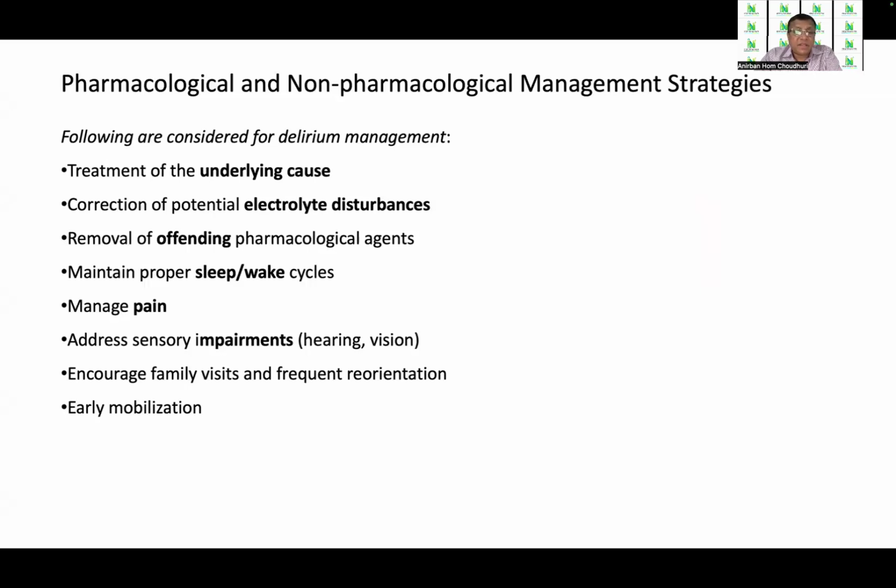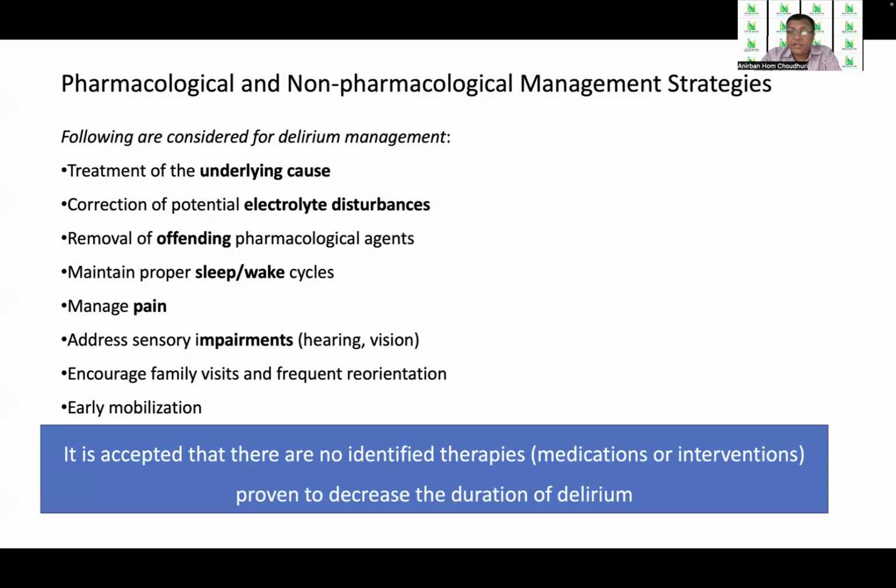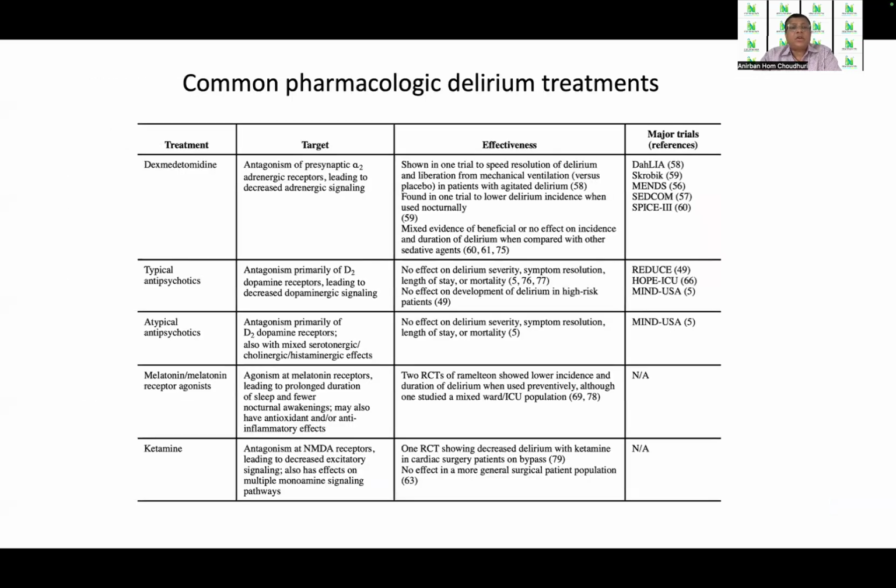Encourage family visits and frequent orientation, because they have a psychological effect in reducing delirium, and early mobilization no doubt reduces the incidence of delirium to a large extent. However, it is accepted that there are no identified therapies, either medications or interventions, that are proven to decrease the duration of delirium. So what are the common pharmacological delirium treatments?